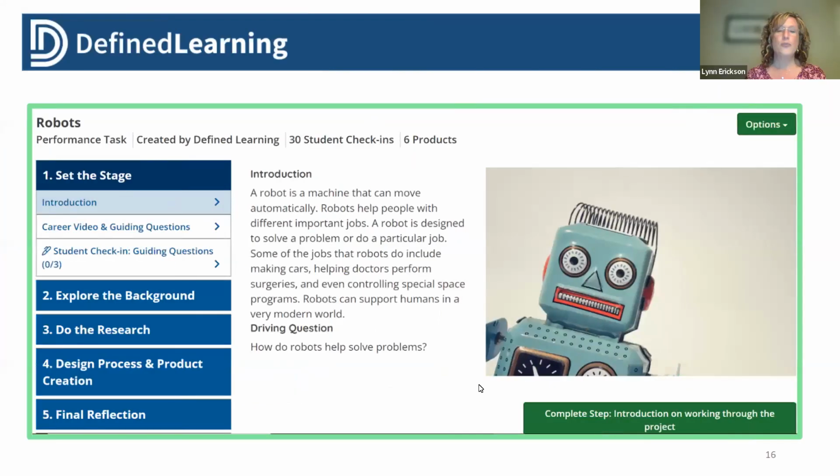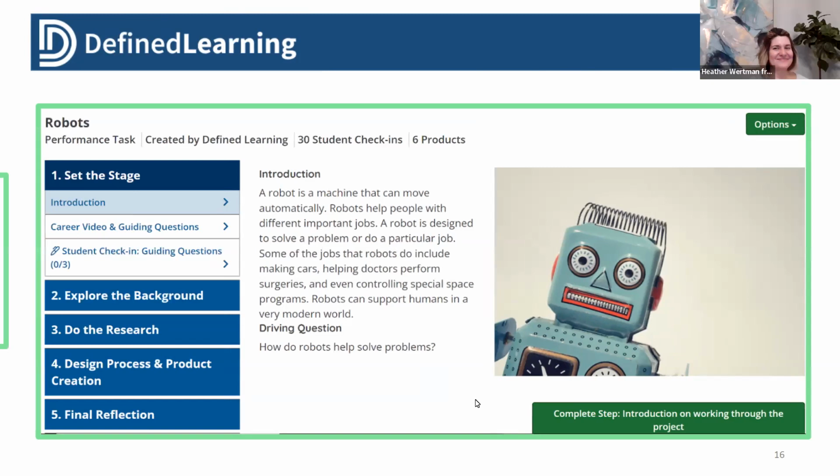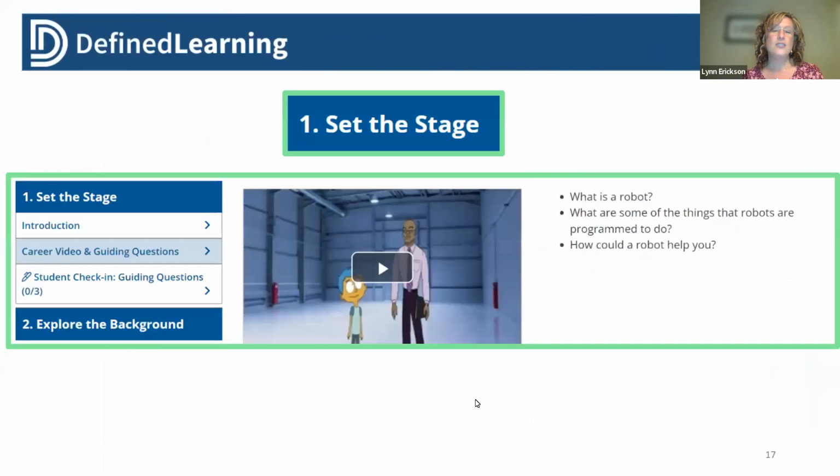Using one of their performance tasks from Defined Learning, I introduced robots through various videos. One of the videos talked all about the roles of robots and the jobs that robots do. My driving question for all the students was, how do robots solve problems? Students had the ability to brainstorm what a robot was. We kept a chart of their answers, and students added to the chart throughout the week.